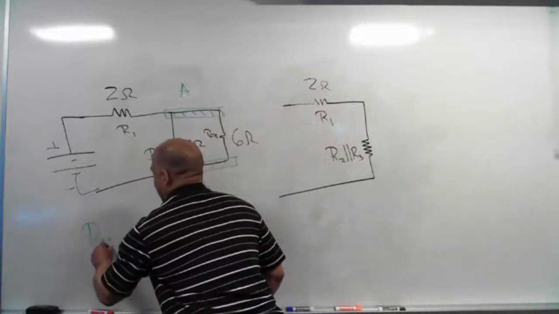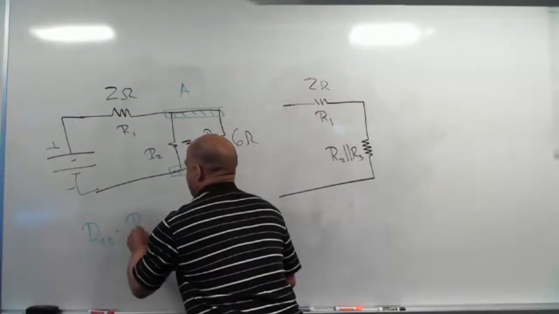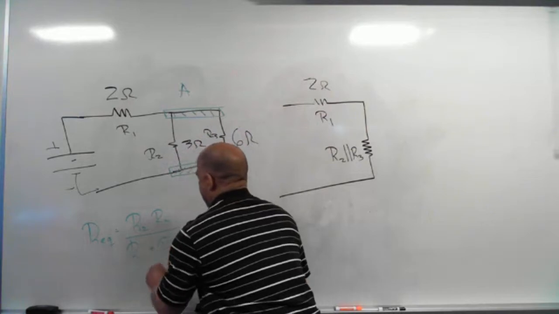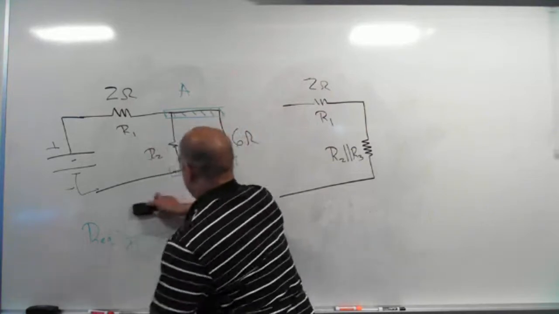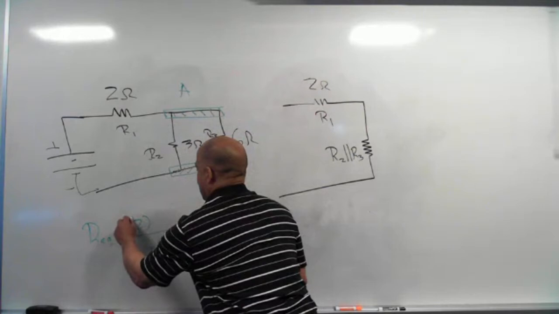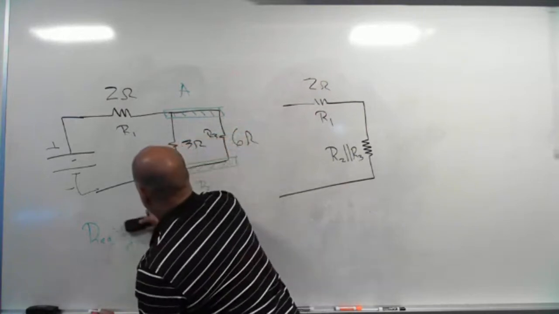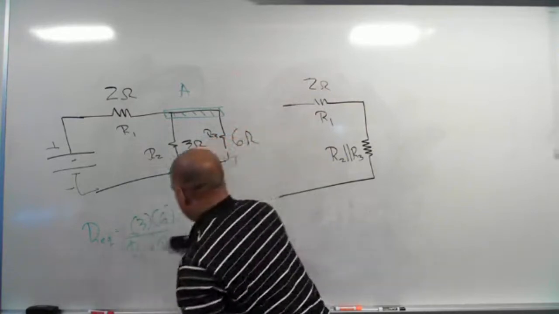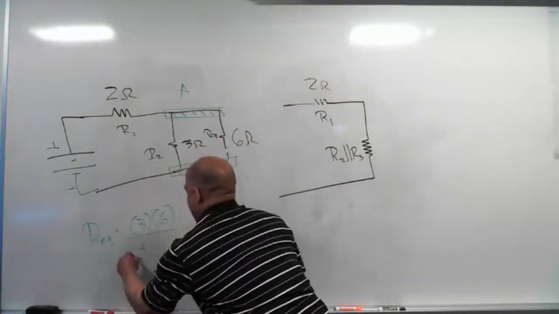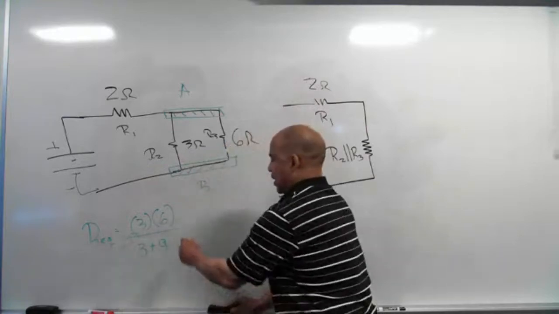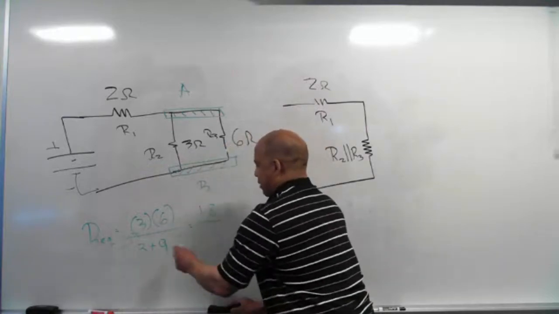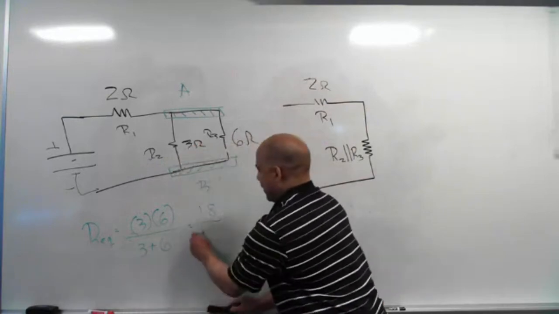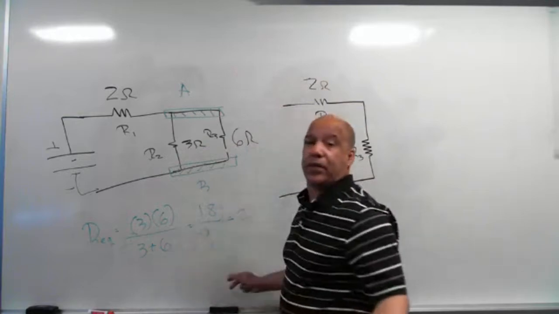So another way to solve it would have been to take the product of the 2 resistors over the sum of the 2 resistors. So the product, I have 3 times 6. I got a 3 and a 6, and the sum of the 2, I got a 3 plus a 6. Product over sum. On the top, I get 18. On the bottom, I get 9. 18 over 9 is 2. Either way, you get 2.